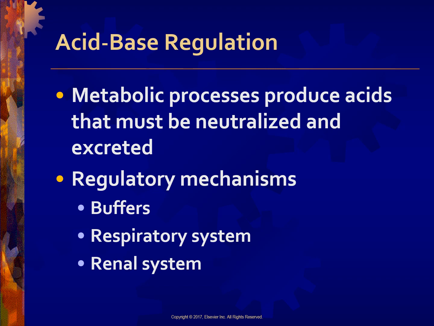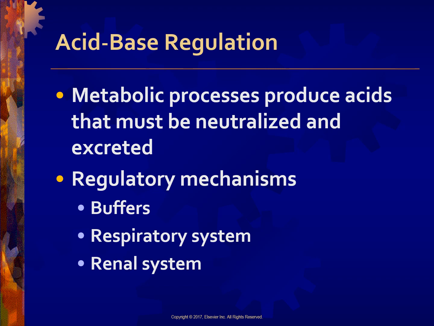Because the normal metabolic process produces acids, the body must neutralize and excrete them in order to maintain a normal balance between acids and bases. The body has 3 mechanisms by which it regulates the acid-base balance to maintain that normal arterial pH between 7.35 and 7.45. Those mechanisms are the buffer systems, the respiratory system, and the renal system.